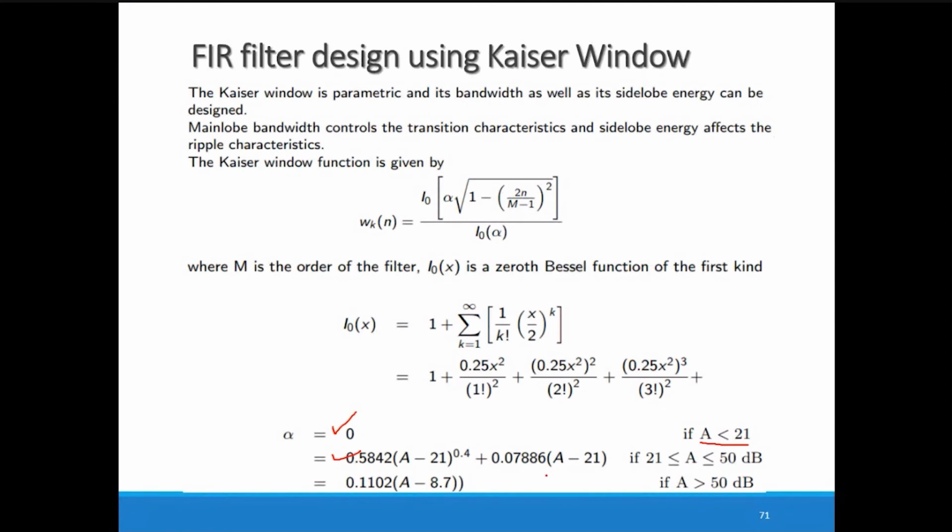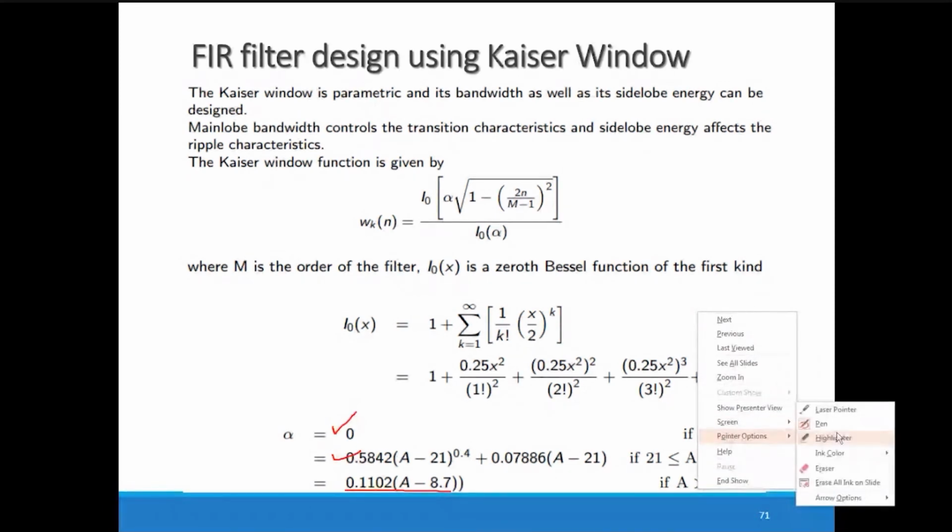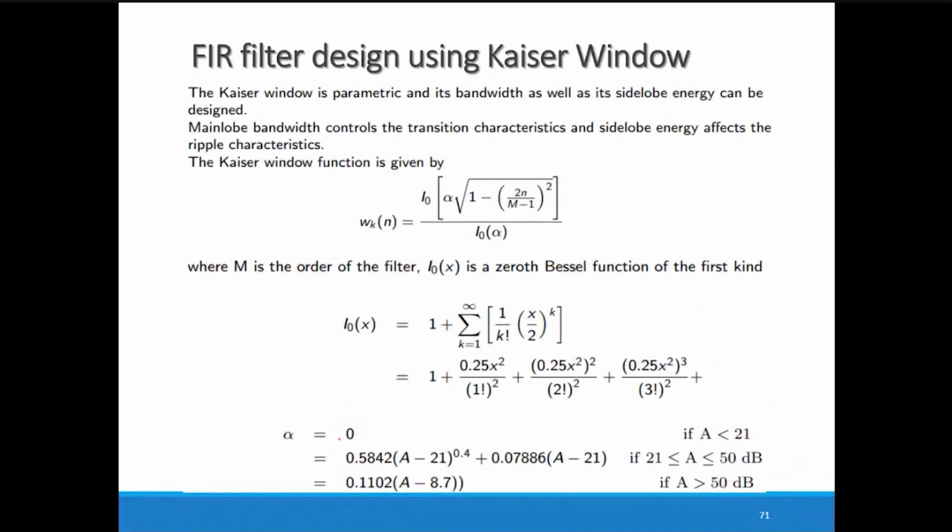When the value of A is greater than 50 dB, then you have to select the last equation, that is 0.1102 (A minus 8.7). Remember one thing, you have to find out the value of alpha based on these equations. If A is less than 21, then it is easy, you can write directly 0. But if A has a value between 21 and 50, then you have to apply this equation and calculate the value of alpha. If A is greater than 50, then you have to apply the third equation and find out the value of alpha. Okay, so this is how you can calculate the value of M and alpha.